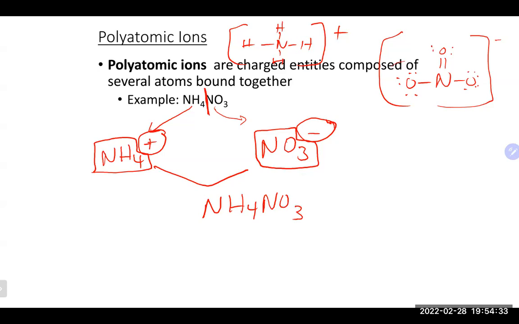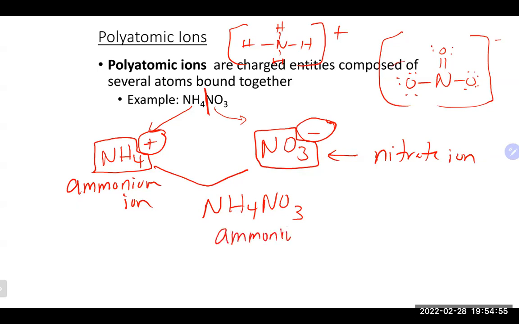Now, these polyatomic ions have special names. This is what is known as the ammonium ion. This guy here is what is known as the nitrate ion. The good thing about polyatomic ions is you just use the name. So when we put it together, this is what is known as ammonium nitrate.